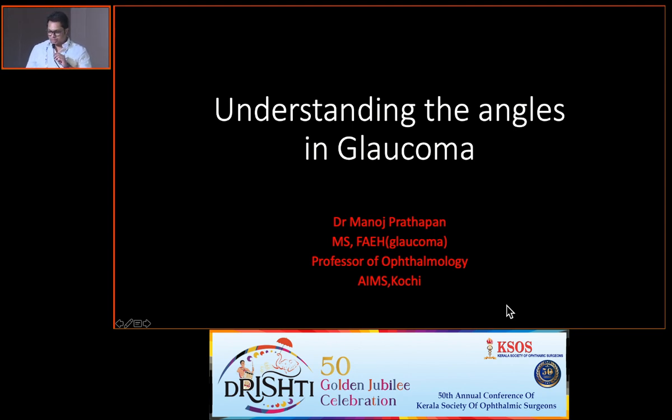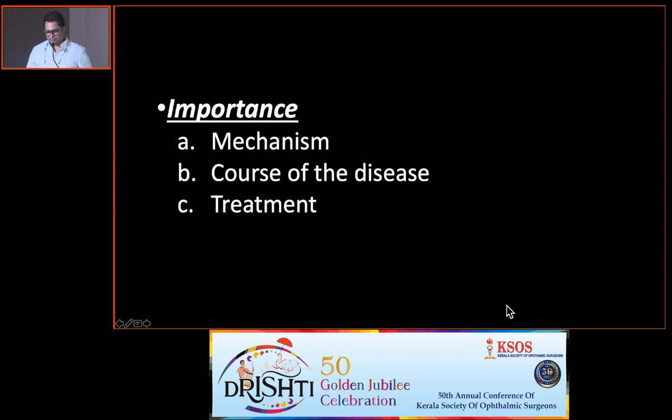I'll be talking on understanding the angles in glaucoma. So why is it important to understand the angle? The mechanism of glaucoma can be varied, and this can affect the course of the disease. Some types of glaucoma present as a quiescent type, like primary open-angle glaucoma. Some of them will have a very aggressive course, like neovascular glaucoma or an acute angle closure crisis. And the treatment is also appropriately directed.